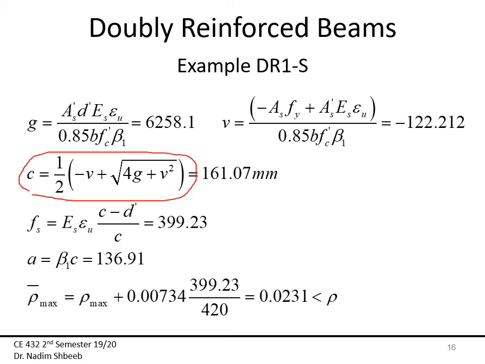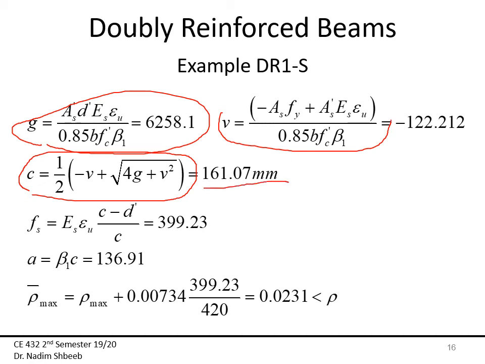Again, I'm providing this if you want to put that in some Excel spreadsheet or whatnot. If not, just plug these numbers into a calculator, and I think it will be able to solve for c for you directly. So this is the value for G, and this is the value for mu. And from that, I was able to find c equal to 161.07 millimeters. From that, I'm able to find fs, which is 399.23, which again is less than 420, enforcing the fact that my steel has not yielded.